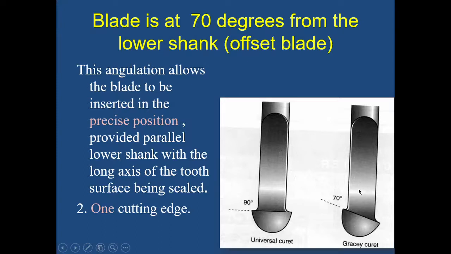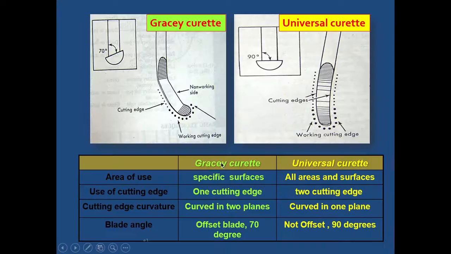Offset is different from set. So it has a 70 degree angle between the lower shank and the face, and because we have this angle, we have one cutting edge, not like the universal curette that has two cutting edges. And this is an important comparison between the Gracey curette and the universal curette.